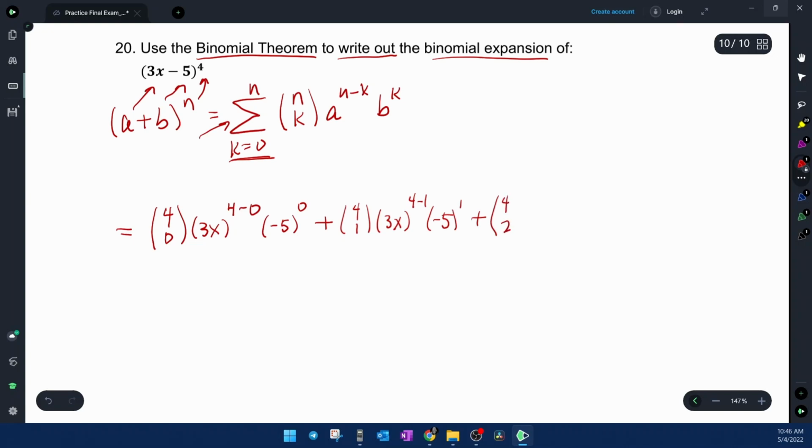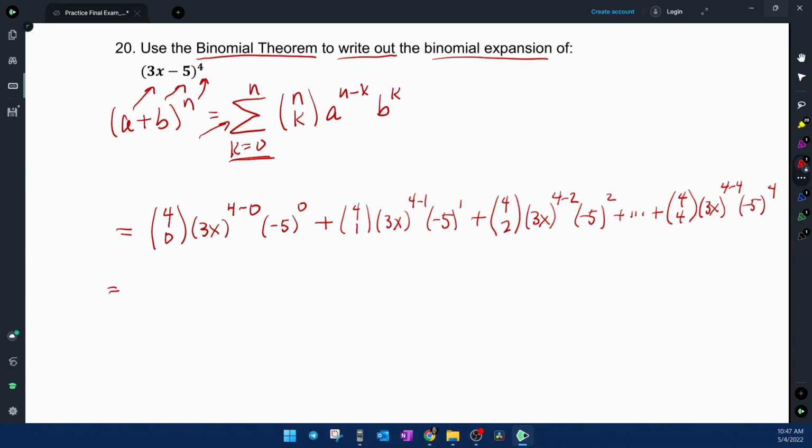4 choose 2, 3x to the 4 minus 2, negative 5 to the 2. And then the pattern continues until you get to n, which is going to be 4 choose 4, 3x to the 4 minus 4, negative 5 to the 4. And then we need to calculate each one of those terms.